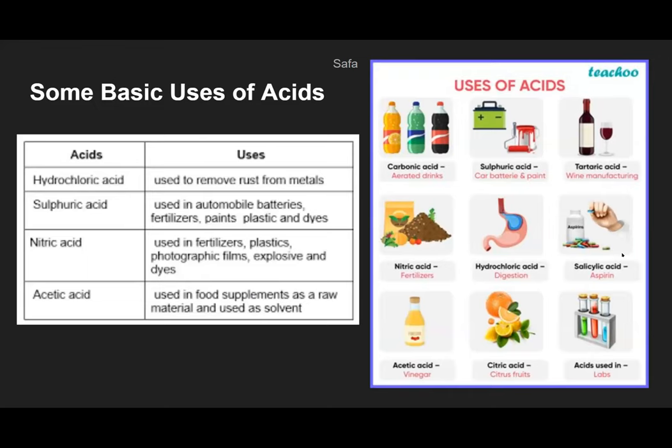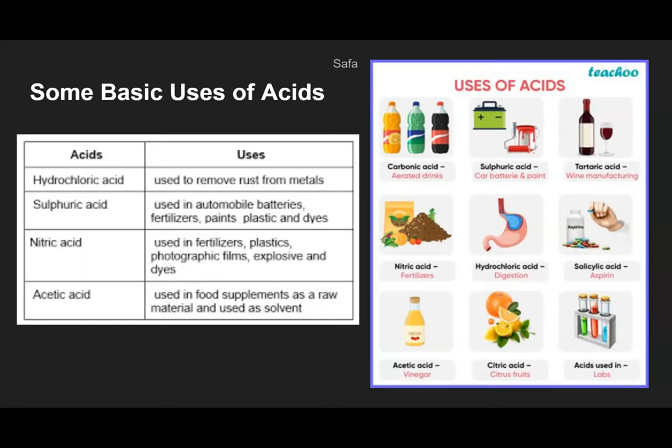Okay, here are some basic uses of acids. For the first image on the left, there's hydrochloric acid, which is used to remove rust from metals. There's sulfuric acid, used in automobile batteries, fertilizers, paints, plastics, and dyes. There's nitric acid, used in fertilizers, plastics, photographic films, explosives, and dyes. And last, acetic acid, used in food supplements as a raw material and as a solvent.